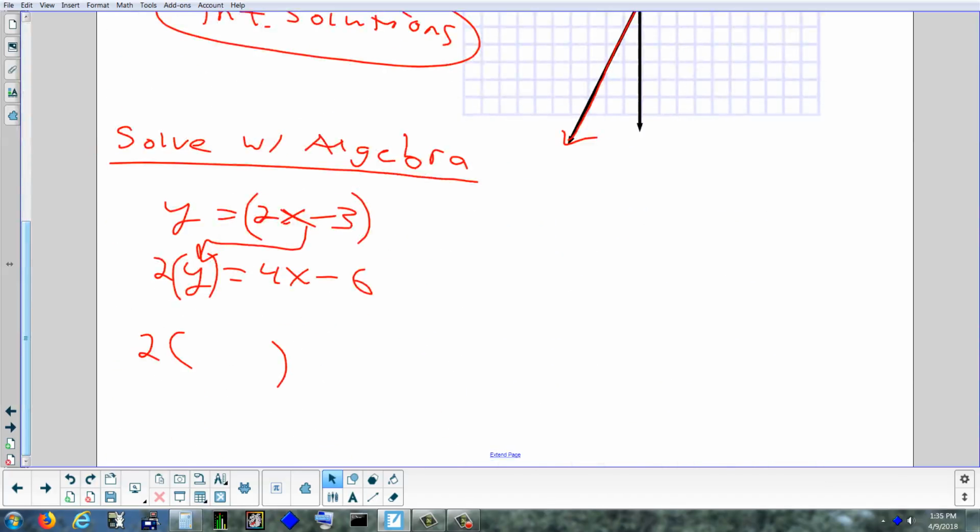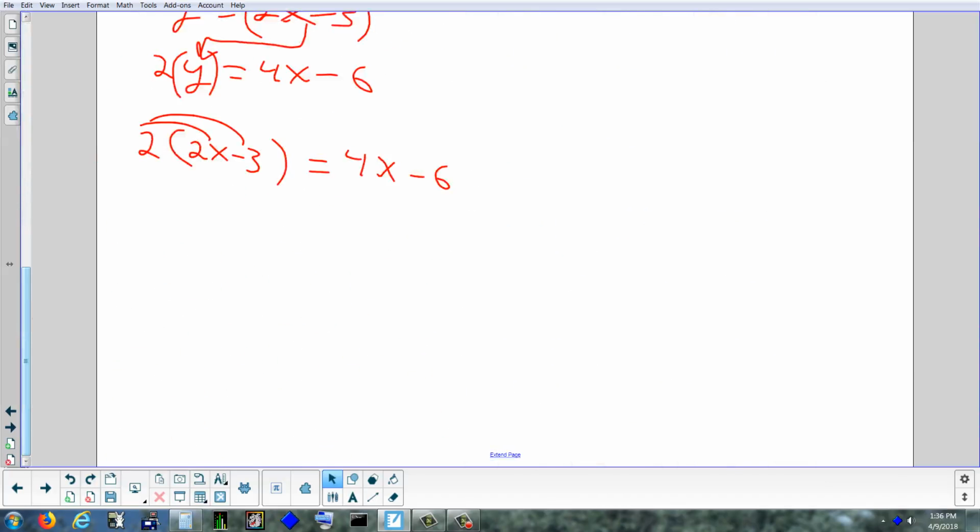Okay, so what am I filling in for y? The parentheses thingies. What's in the parentheses thingies? 2x minus. Now, what's still on the other side? 4x minus 6. And then you do the distributive. What do you get on the left? Watch what happens. Oh my god, it's exactly the same. So it's infinite.